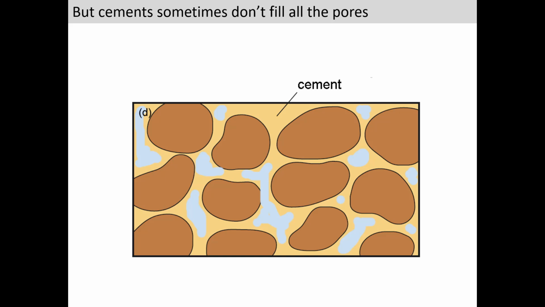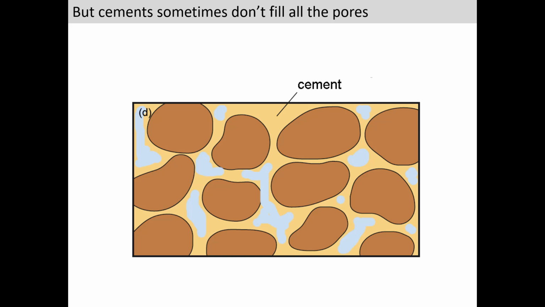But cementation is not always complete. In other words, in some cases, the pores between the clasts are not entirely filled with cement. As in this picture here, there is some pore space that remains. This is an example of primary porosity.